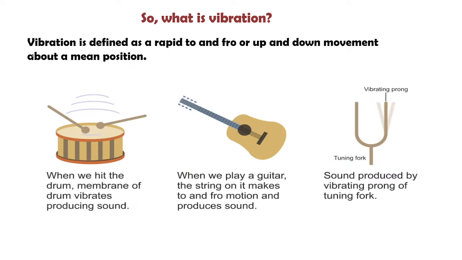As I have already defined vibration, let us put it here. A rapid to and fro movement, or up and down movement, or back and forth movement from a main position is termed as vibration. So sound is produced because of this vibration. So when we hit the drum, what happens to the drum? The membrane starts vibrating and it produces a sound.